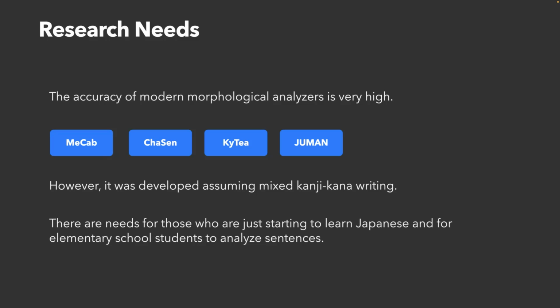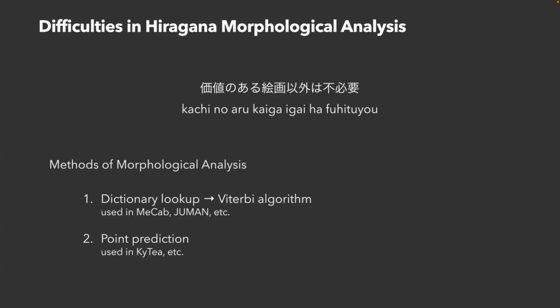In addition, there is a need for this research to analyze the sentences of foreigners who have just started learning Japanese and elementary school students. Modern morphological analysis is done either by the Viterbi algorithm from lexicography or by point prediction. The above text is morphologically passable, but converting it to hiragana makes it more difficult.